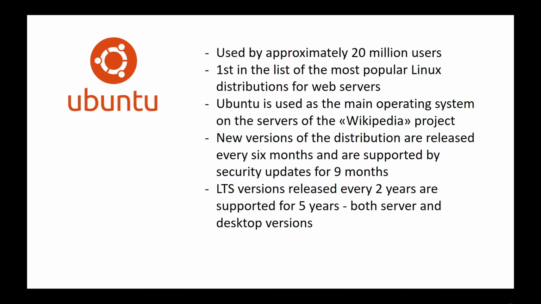I will say a couple more words about Ubuntu. The system is really good. It ranks first in the list of leaders for use on servers, which confirms even that the Wikipedia project uses Ubuntu as a server. New versions are released every 6 months, but there are versions called LTS, long-term support, which means that it is supported for 5 years from the time of release. This is the version we use in our video.